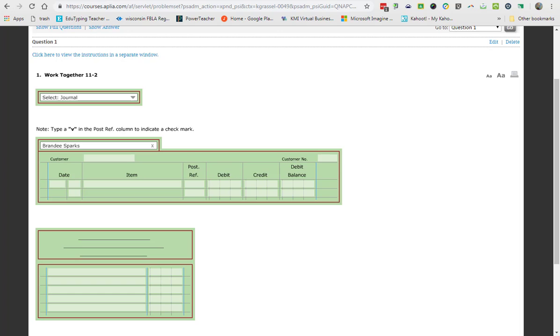Okay. Yes. So yesterday we went through and posted to our accounts payable ledger. So we have a subsidiary ledger for accounts payable. Accounts payable are vendors, people that we owe. So in 11.2, we're doing the same thing, posting from our journals, but we're not posting from purchases and cash payments. We're posting from sales and cash receipts journal and our general journal.